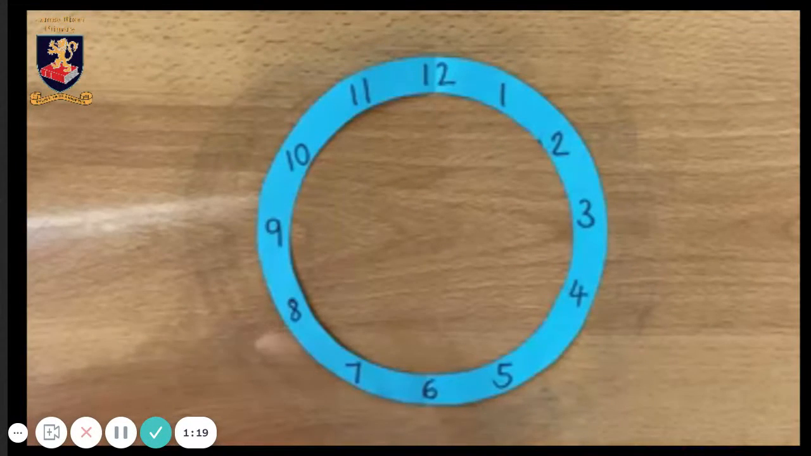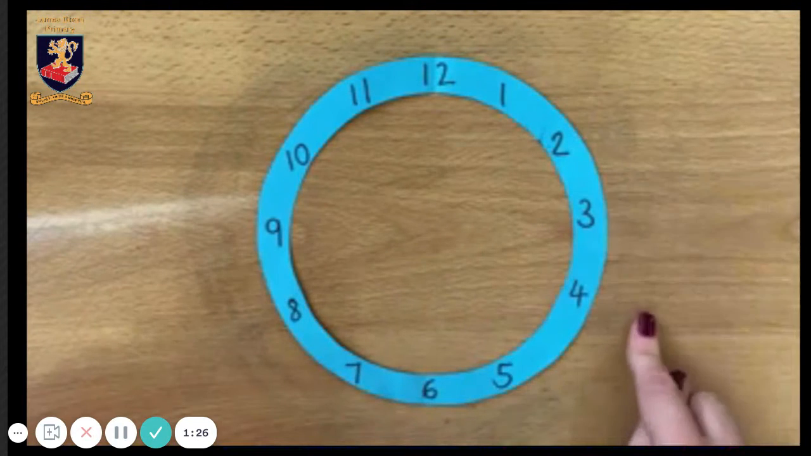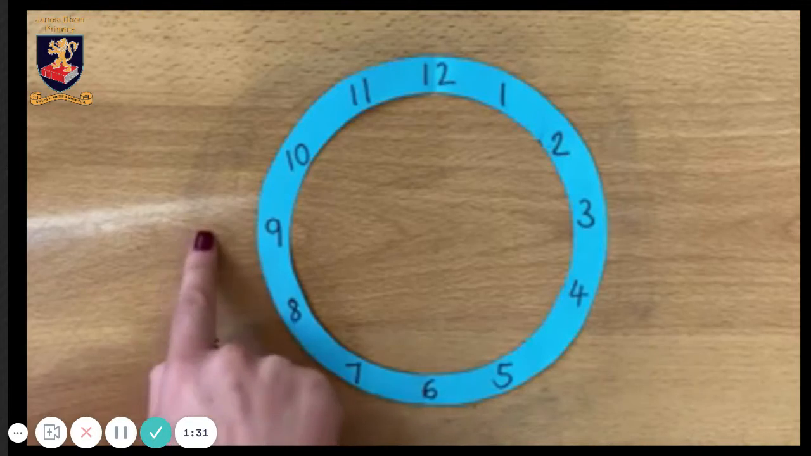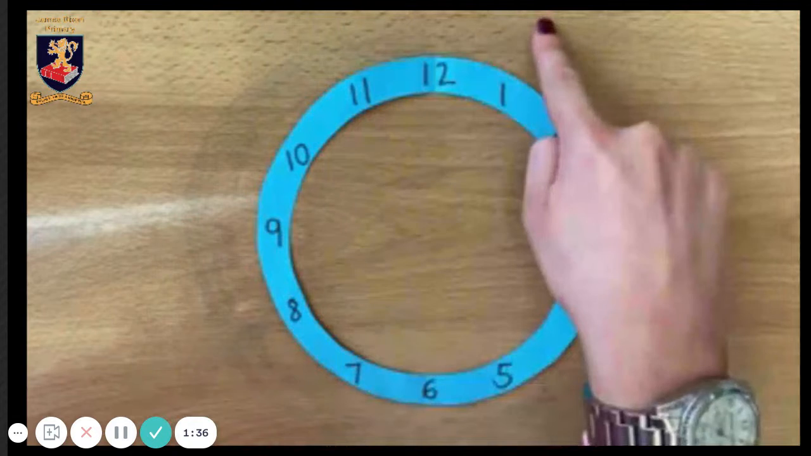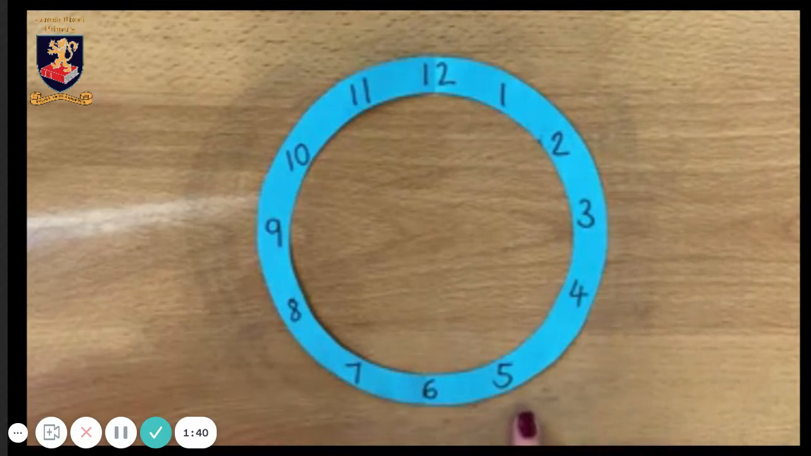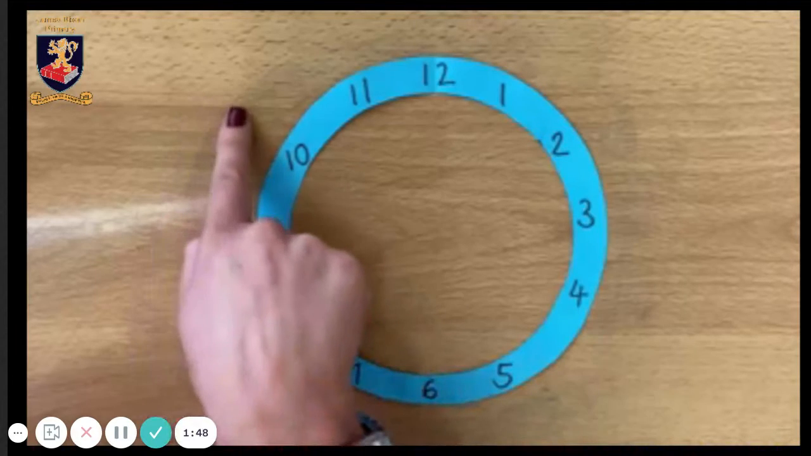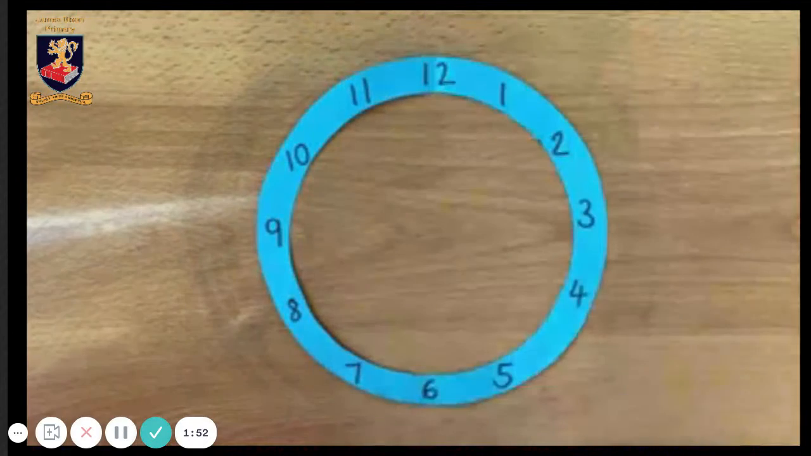This time, let's count around our clock twice, counting in fives. 5, 10, 15, 20, 25, 30, 35, 40, 45, 50, 55, 60, 65, 70, 75, 80, 85, 90, 95, 100, 105, 110, 115, 120. You have a go.